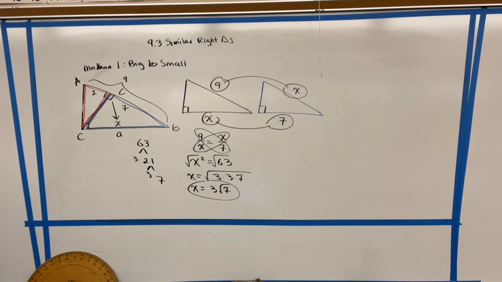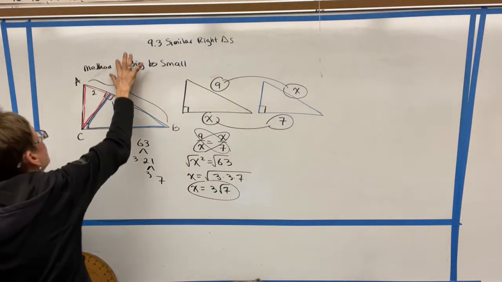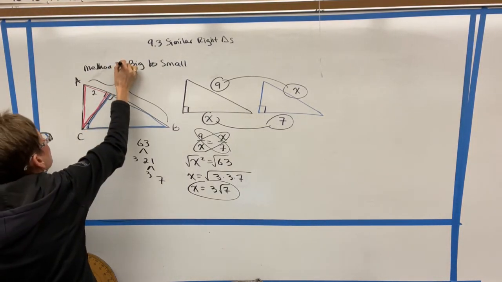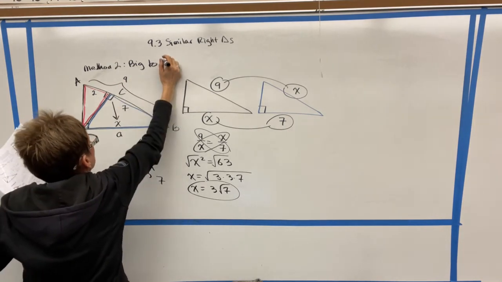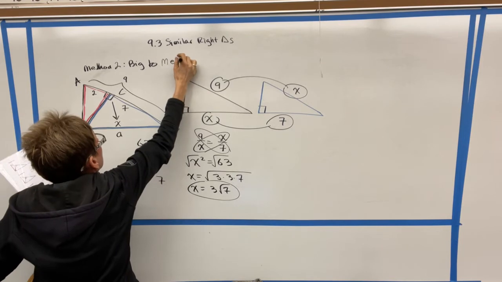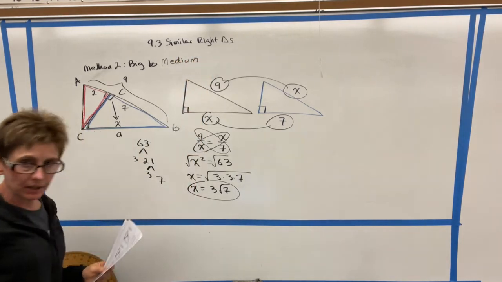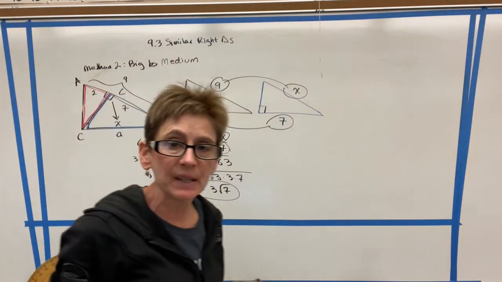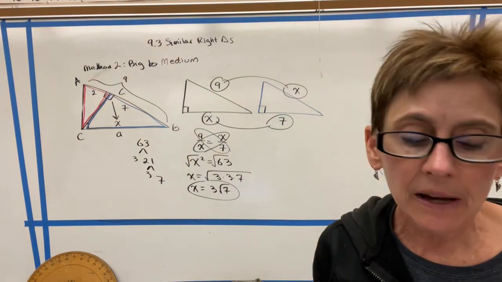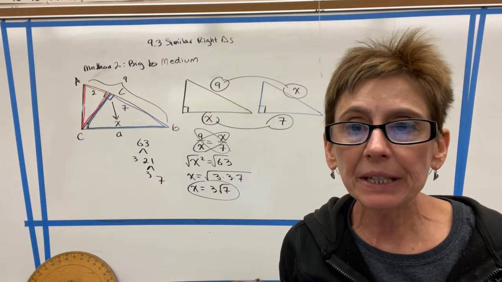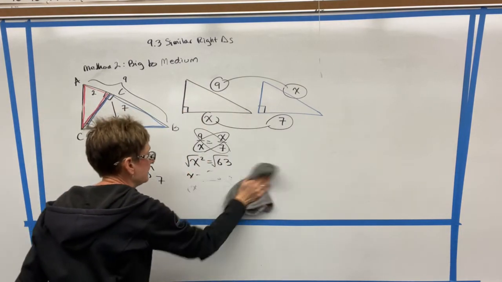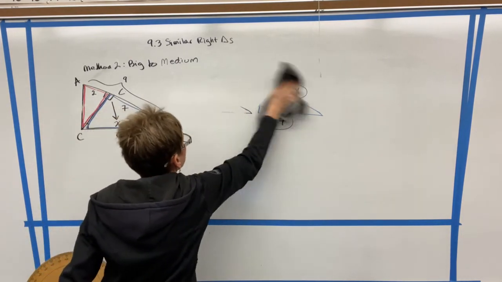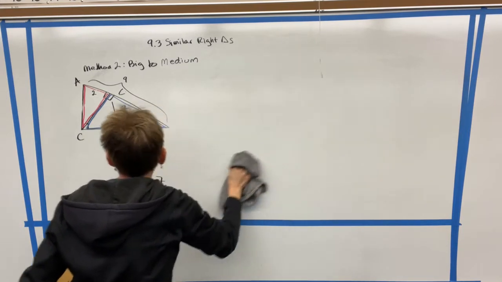So we can compare the big to the small. This case here, method 2 would have been big to medium. But because all 3 triangles are similar, if it's more helpful to me, I can also compare the medium to the small triangle. So let's do a third example where we're comparing different triangles.